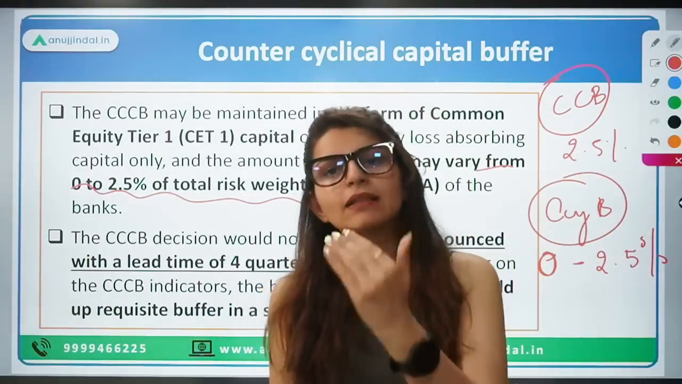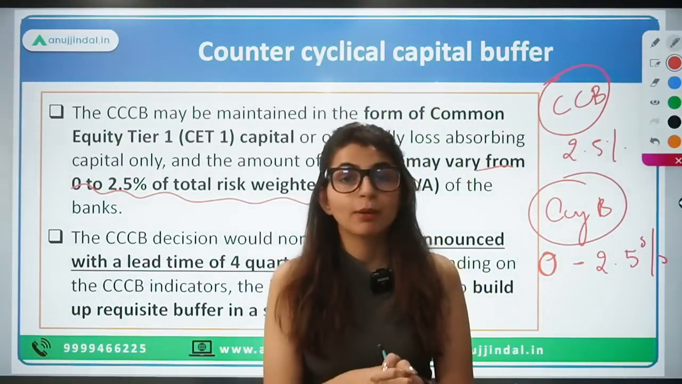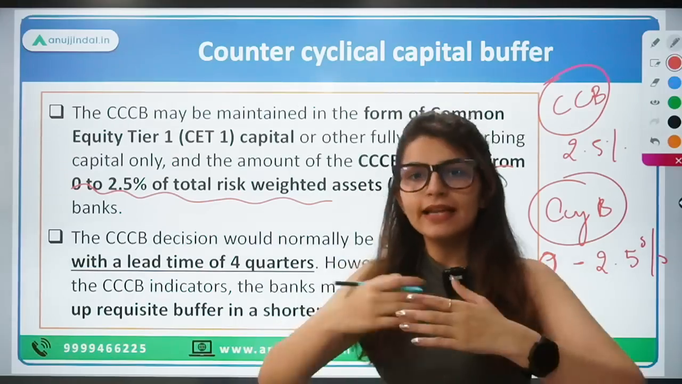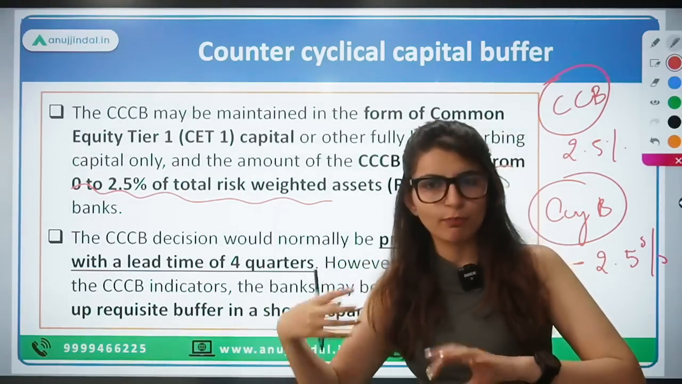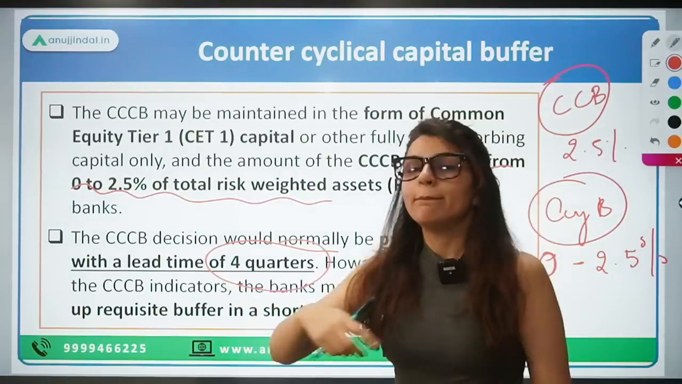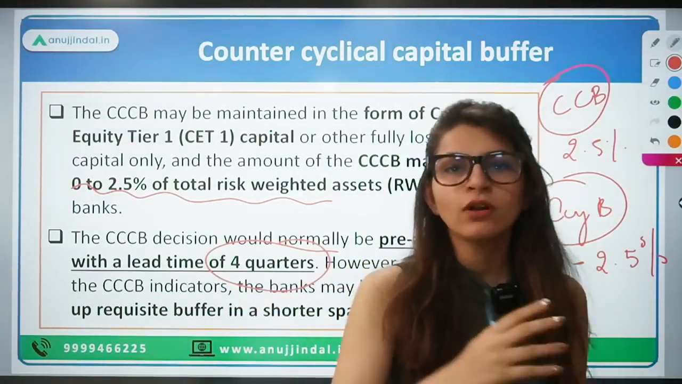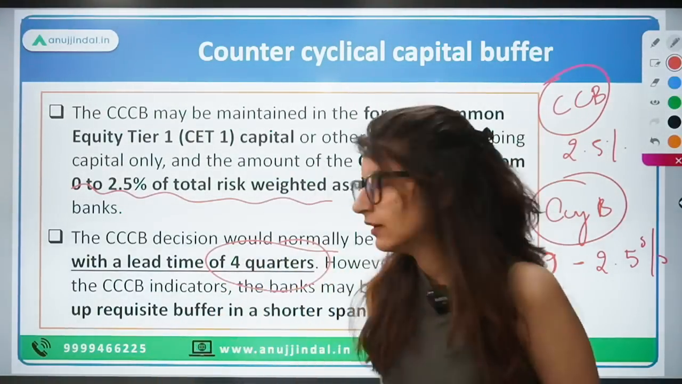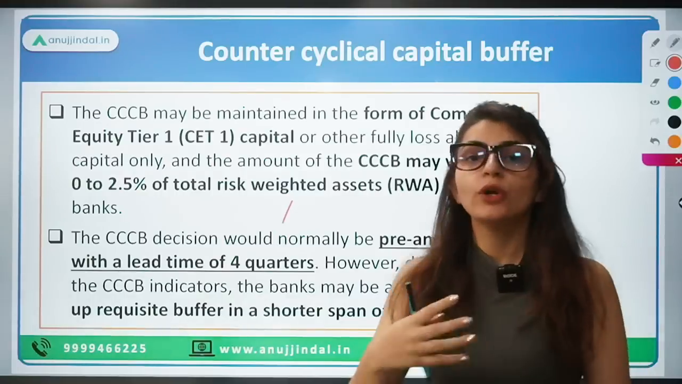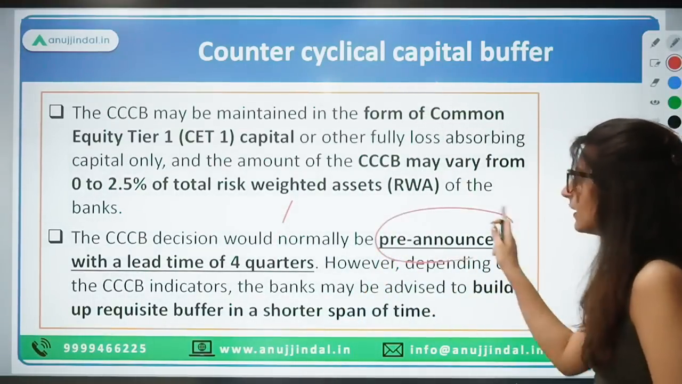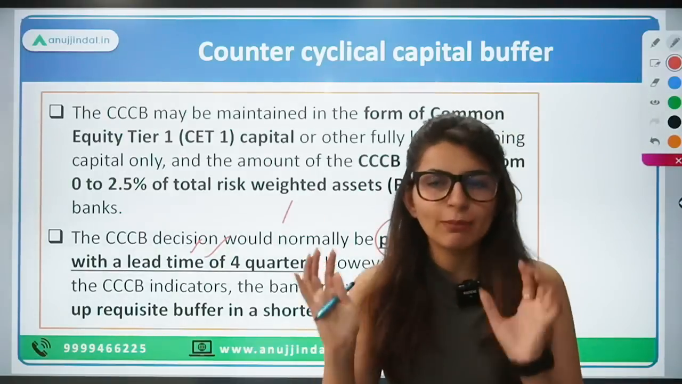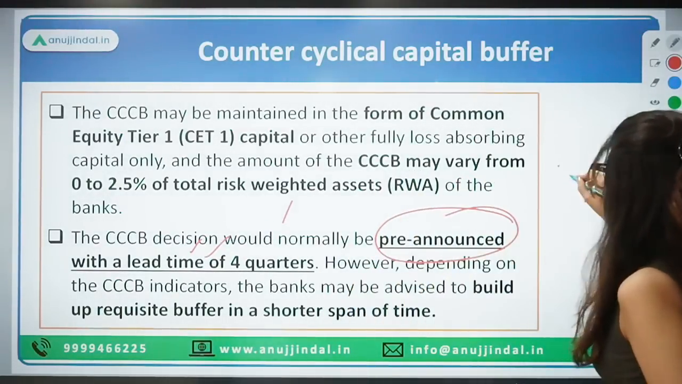Right? अब ये बताना कब होता है और ये मेंटेन करना स्टार्ट कब करना होता है. So it is a pre-announced procedure and the lead time, the time between when it is announced and when it is probably going to be utilized, is 4 quarters. So pre-announced 4 quarters before the actual utilization of this buffer. Right, so the counter-cyclical capital buffer decision would normally be pre-announced. It will be on a pre-announced basis with the lead time or the buffer time, jo ye actual buffer time hai, it is going to be 4 quarters.